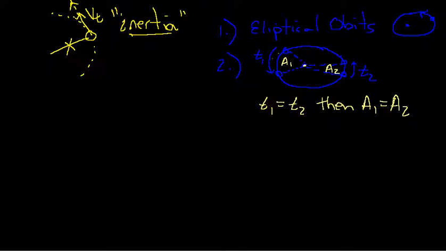All of that goes to say that when you are closer to the body that you're orbiting around, you are going to have to move faster because you're going to sweep out the same amount of area. So when you're further away, you're going a little bit slower. So the further you are from the body, the slower you're moving. As you get closer, the force is a little stronger, so you're going to have to go faster. You go faster, you're going to sweep out the same amount of area.